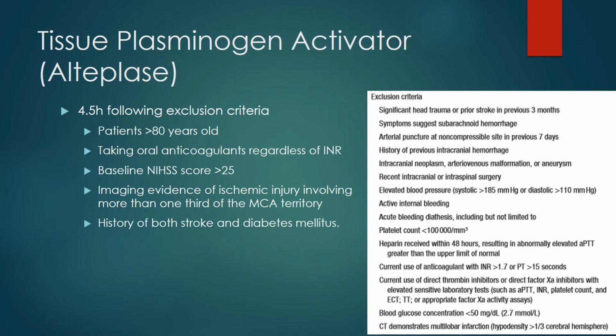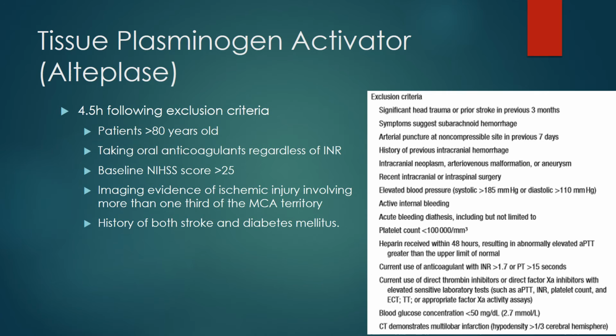or if they have a blood glucose of less than 50 milligrams per deciliter, they may be in a hypoglycemic state rather than a stroke state. So it's important to get that finger stick glucose immediately right away. So if you want to give TPA within 4.5 hours of symptom onset, there's some additional exclusion criteria.